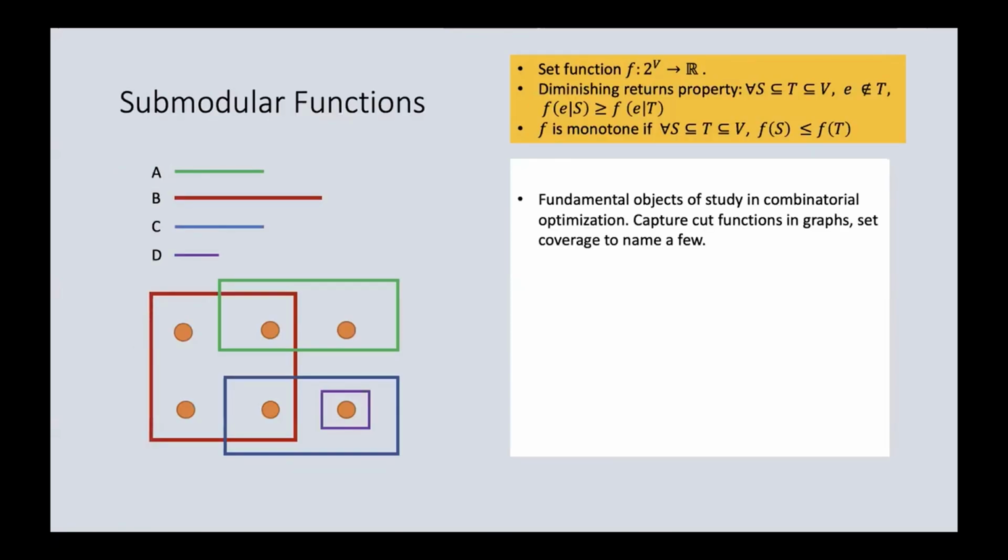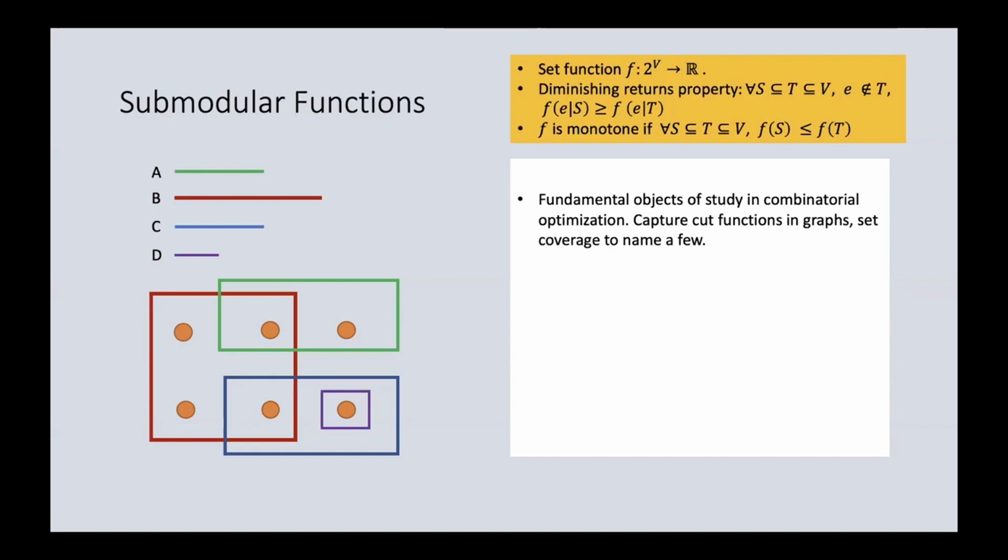So submodular functions are basically set functions from subsets of a ground set V to the real numbers. They have a natural diminishing returns property, which means that for any two sets S and T, such that S is a subset of T and both are subsets of the ground set V, the increase in the function value that we get after adding element E to the set S is more as compared to T.